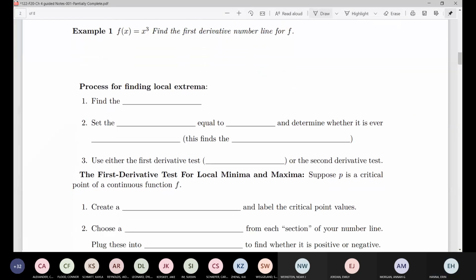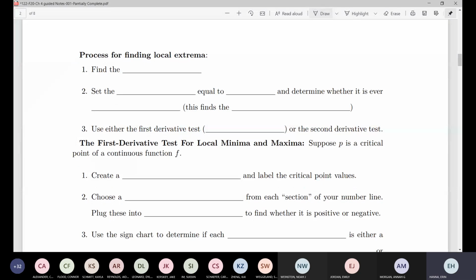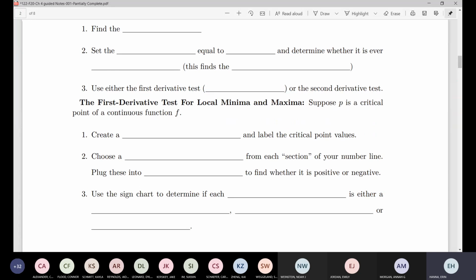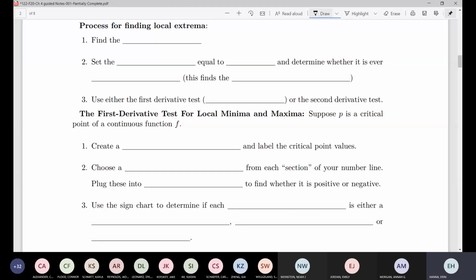So, the process for finding local extrema. And by extrema, let's scroll down a tiny bit more. The word extrema is just a word to say essentially max and min at the same time. Instead of having to say local max and min, I can just say extrema.